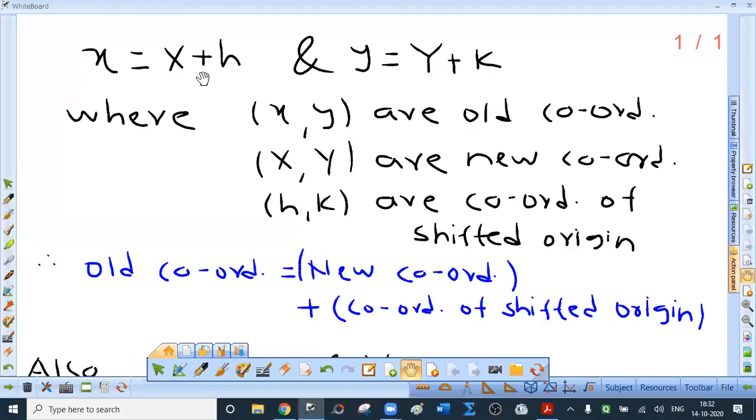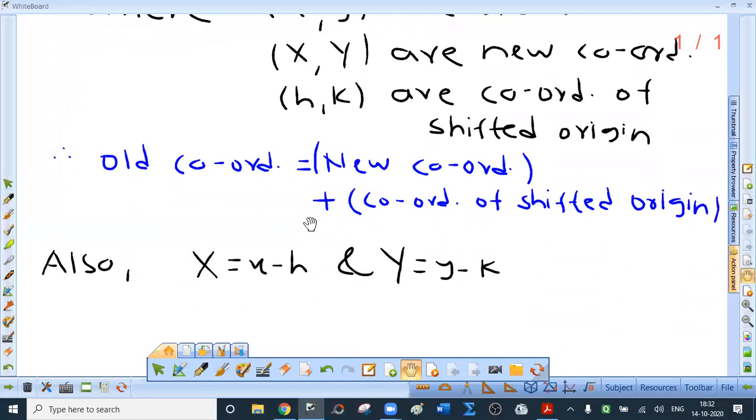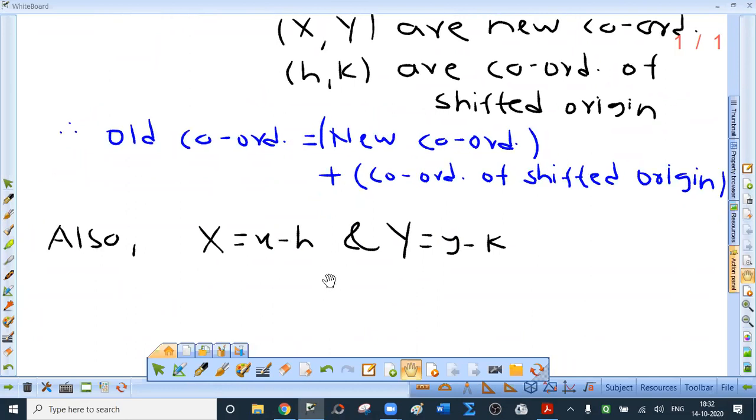So I repeat, small x is capital X plus H, small y is capital Y plus K, where small x, y are old coordinates, capital X, capital Y are new coordinates, and H, K are coordinates of the shifted origin. So you can remember this as: old coordinate is new coordinate plus coordinate of the shifted origin. Rearrange the terms to get what? Capital X equal to small x minus H and capital Y equal to small y minus K.